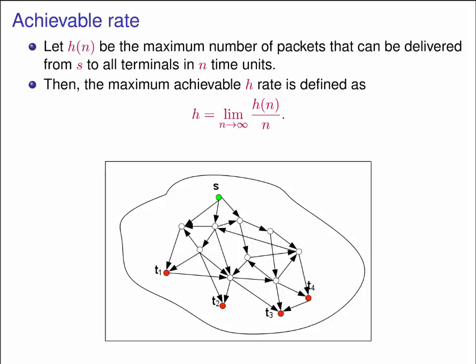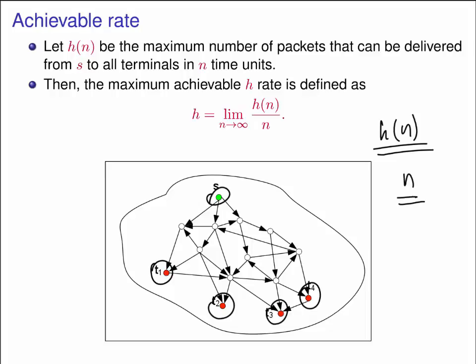So let h of n be the maximum number of packets that can be delivered from S to all terminals using n time units. Again, here we're talking about a multicast connection in which we want to send data from a single source to multiple terminals. And we want to send it over a network such that each link on this network can transmit one packet per time unit. And h of n will be the number of packets that we can deliver using n time units.